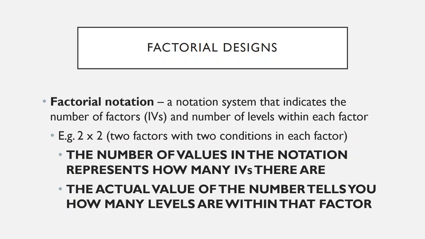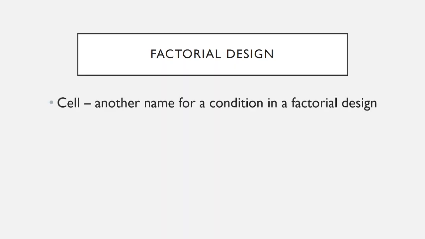But you're going to see 2 by 2 a lot because this is as basic a factorial design as there is. Two IVs with two levels per IV, that's as basic as a factorial design can be, but I'll show you slightly more complex notations because only by seeing the different notations can you start to get a handle on how you read and interpret them.